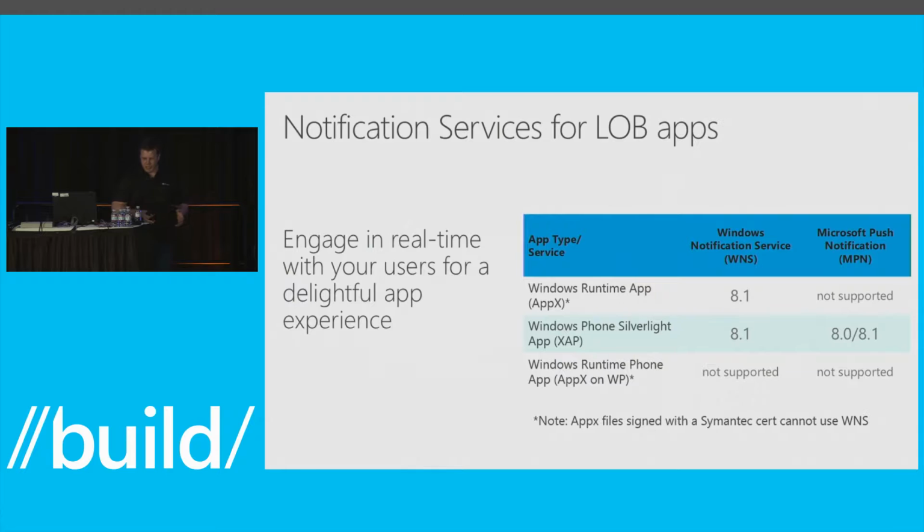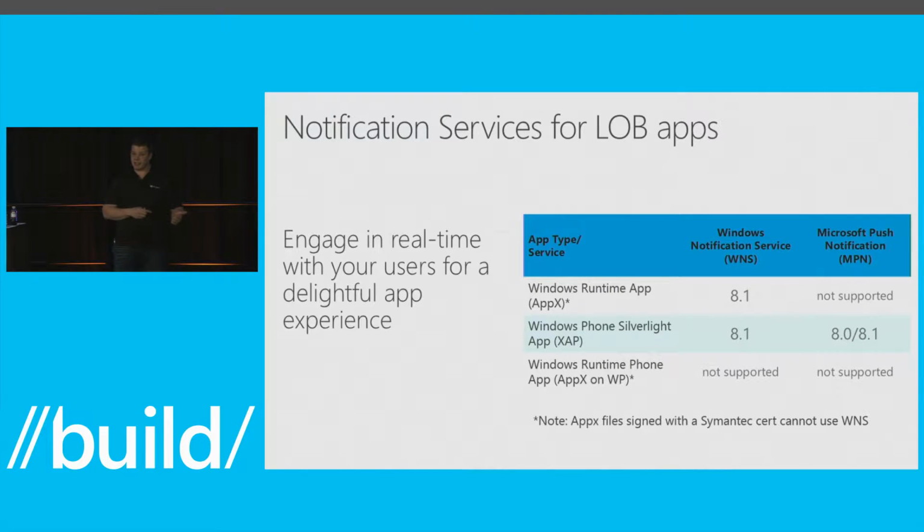The first thing I want to talk about here is notification services for line of business apps. This is something you can now do in your enterprise for both Windows and Windows Phone. We just introduced the ability to do this for line of business apps and Windows apps with the Windows 8.1 update. So if you have an enterprise app, you can register it with the store and then start using notification services within your applications. So you can create a really delightful user experience, engage your users more, and leverage our WNS services.